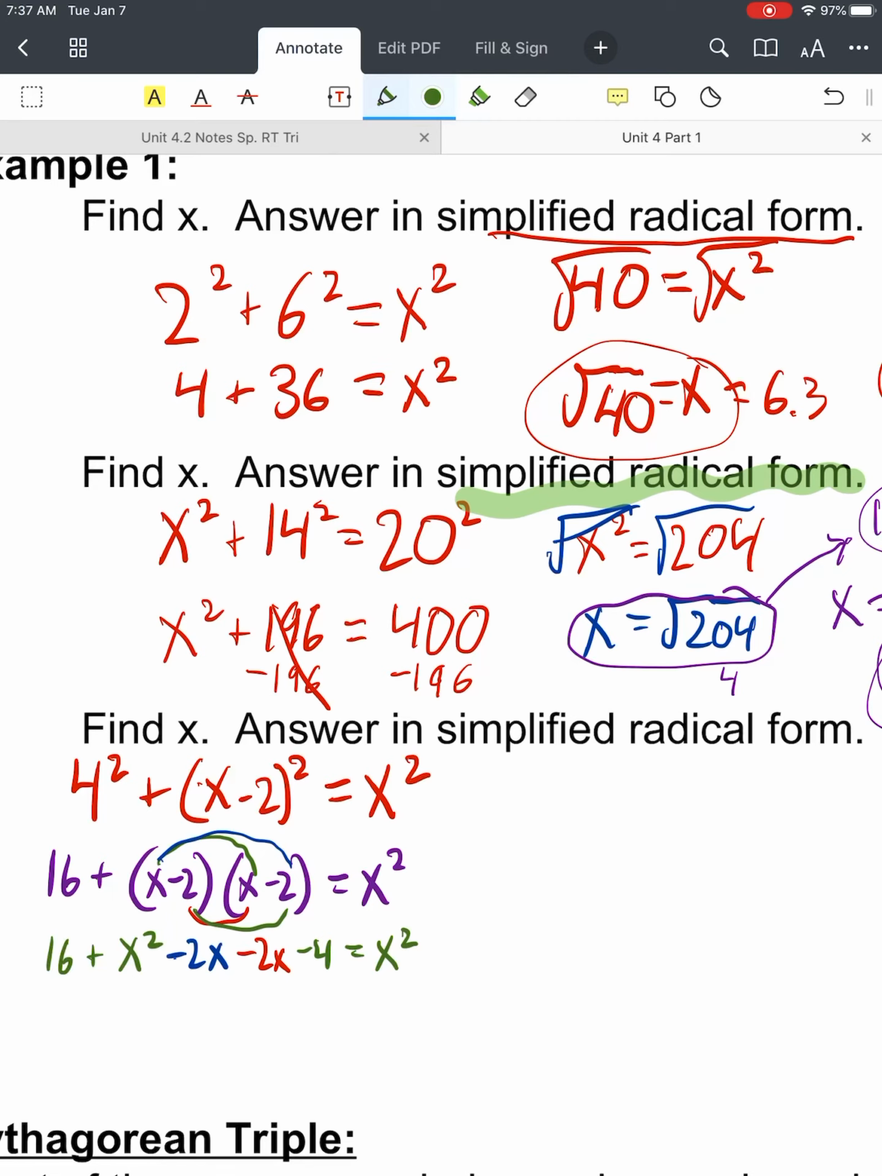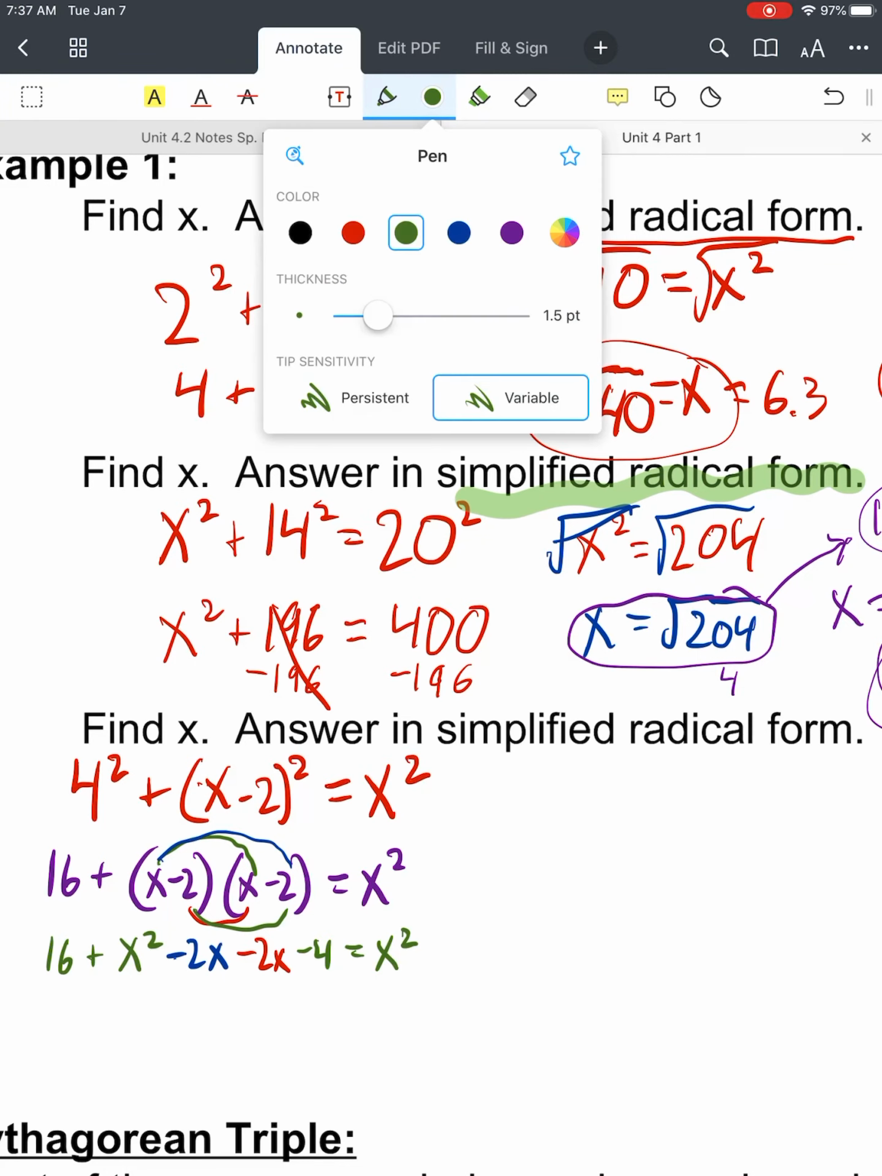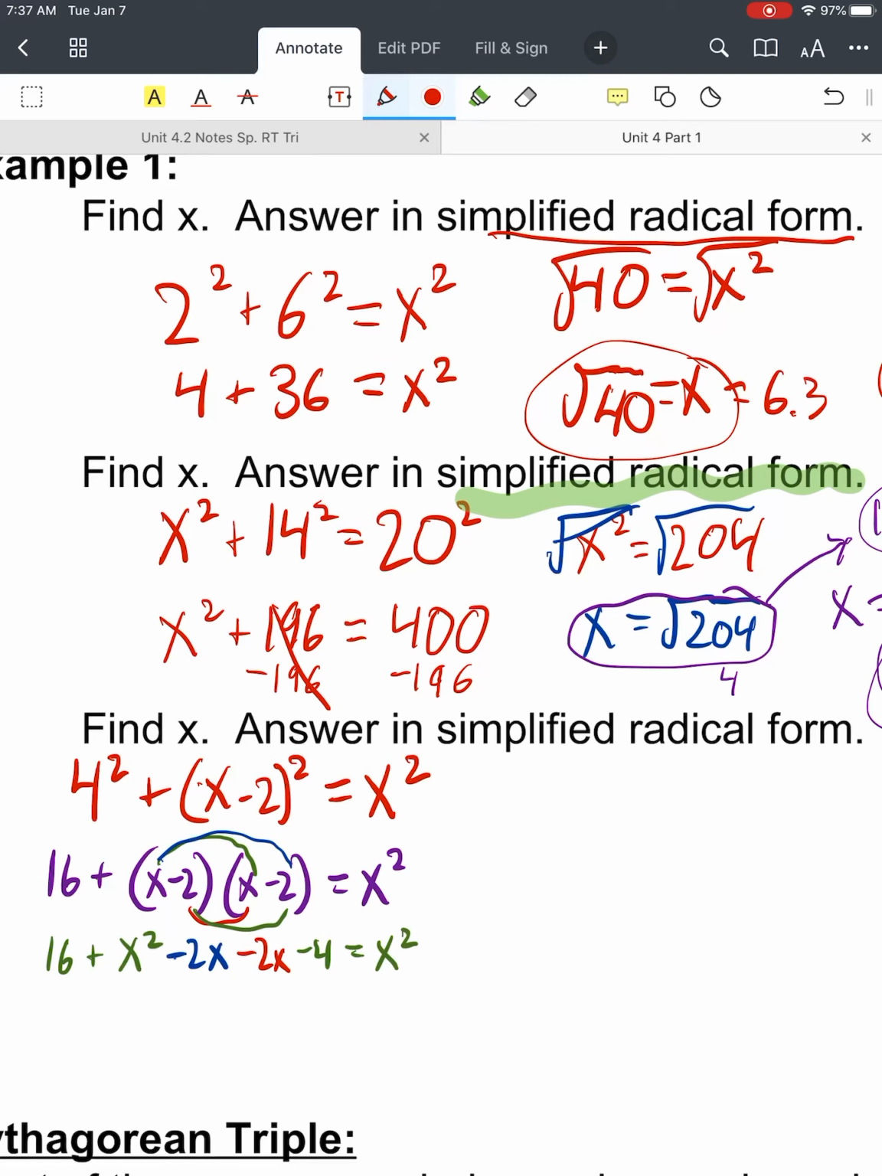So just because we FOIL doesn't mean that the rest of the equation goes away. Notice that I brought the 16 and the x squared along for the ride. I noticed that there's some like terms that I can combine. So the 16 and this minus 4 would combine to give us, oh, I'm sorry, that was a minus times a minus, that should be a plus 4. Whenever we have a negative times a negative, it's a positive. When I combine 16 and 4, we would get 20.